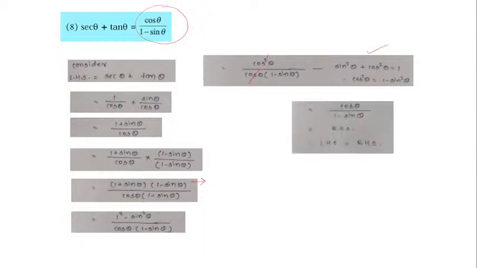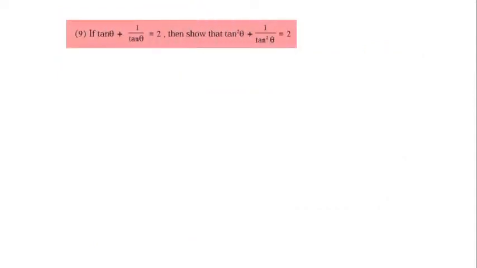So we have in the numerator cos theta divided by 1 minus sin theta, and this is the right hand side. So we have started from the left hand side and we have got the right hand side. So we get the result, sec theta plus tan theta is equal to cos theta divided by 1 minus sin theta. Okay. Let's have the next question.